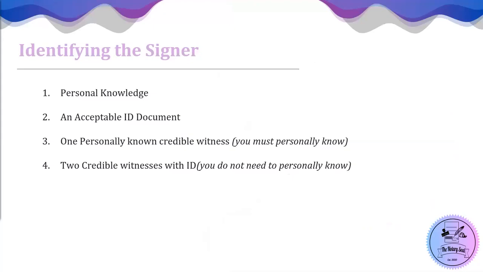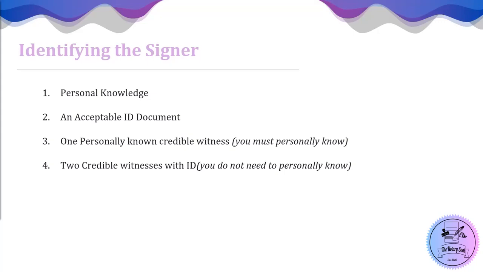All right, so firstly, identifying the signer. There are 4 ways to identify your signer. The first is if you have personal knowledge. This could be someone you know, such as a friend, family member, co-worker, simply someone that you don't need to identify because you have personal knowledge of who that person is.